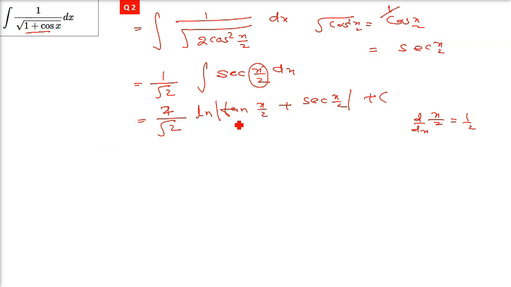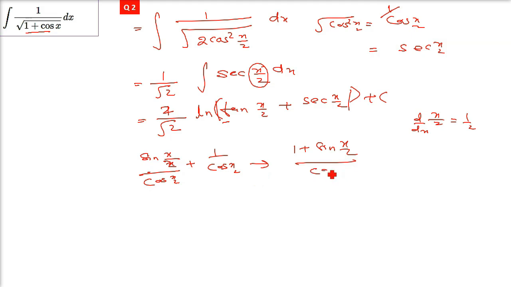So we'll do that. tan x/2 plus sec x/2. Let us take this separately and try to resolve it. tan x/2 is simply sin x/2 by cos x/2, like sin theta by cos theta, plus sec x/2 is 1 by cos x/2. Now since the bases are the same, the numerator becomes 1 plus sin x/2, divided by cos x/2. So we'll apply this formula here: (1 plus sin x/2) by cos x/2.